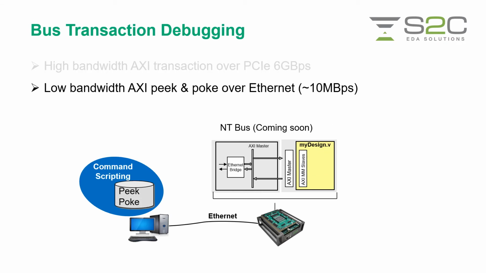S2C will soon come out with a new solution with approximately 10 megabits per second bandwidth to allow quick and easy read and write access to memory-mapped AXI slaves in your design over Ethernet.